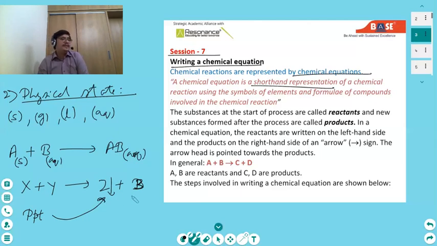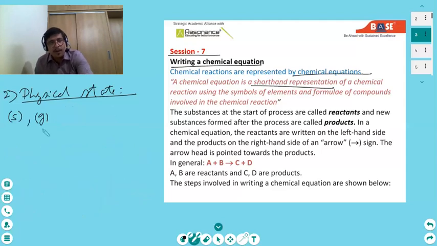And suppose B is a gas, so either you write g or you show an upward arrow. You show the upward arrow when the gas is evolved, when gas is coming out of the beaker or test tube in which you are doing the reaction. So the downward arrow represents PPT or precipitate, which is not soluble in the water or solvent you have used. And the upward arrow represents evolution of gas that is coming out. So this is the physical state that I wanted to discuss with you.